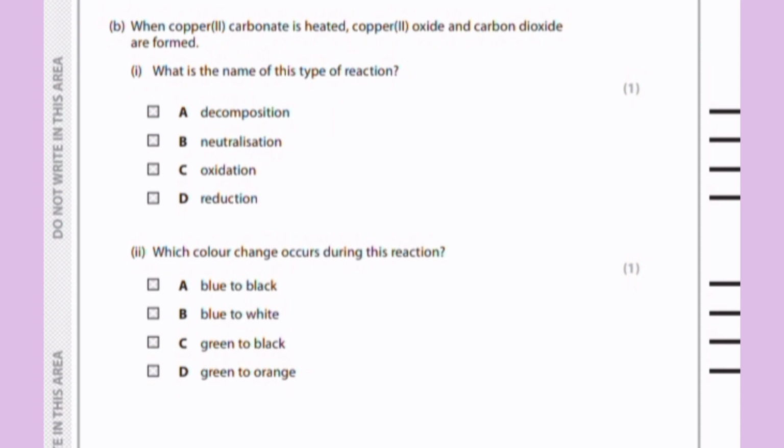Part 1. What is the name of this type of reaction? This is a thermal decomposition reaction. So the answer is A. Decomposition. Part 2. Which color change occurs during this reaction?